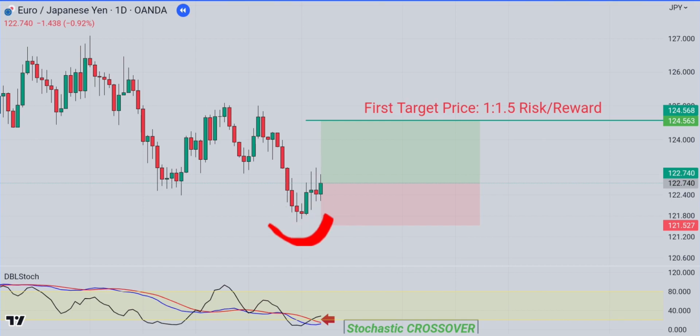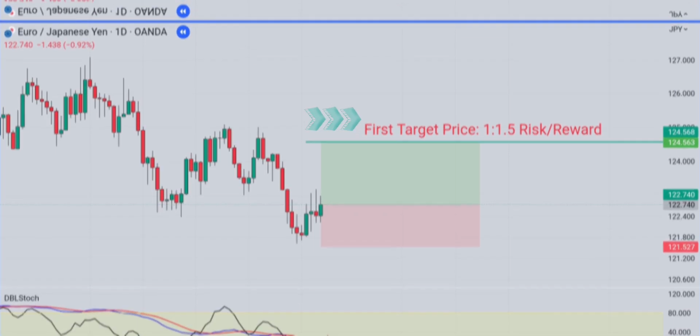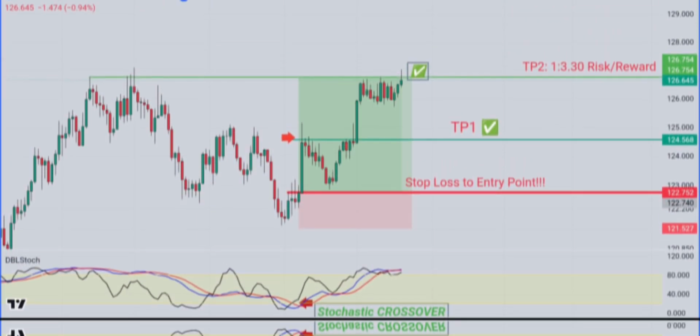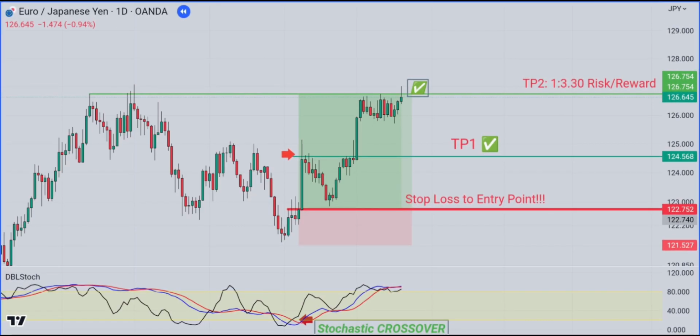Since the stop-loss level is very close to the recent swing, I am willing to take this risk and enter the trade upon the closing of the green candlestick. Once again, our initial target will be a risk-reward ratio of 1 to 1.5. Here we have witnessed another excellent trading example.